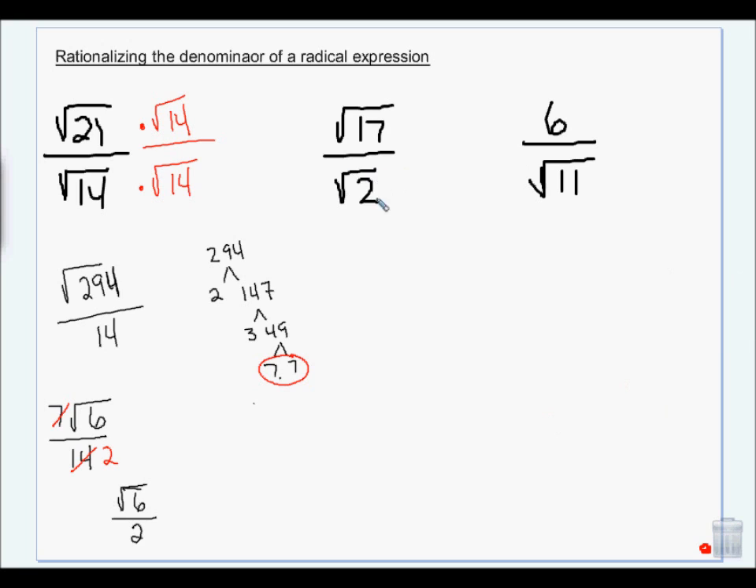Okay, so to get rid of this square root of 2 in the denominator, I'm going to multiply times the square root of 2. And this will give me the square root of 34 over 2. 34 is 2 times 17. So nothing can come out of here, and so I can't reduce it. So this is my final answer.